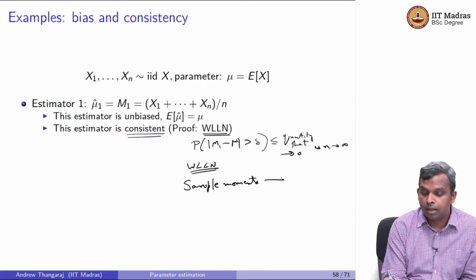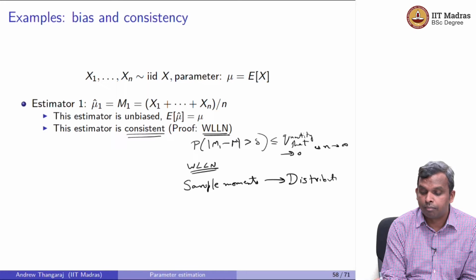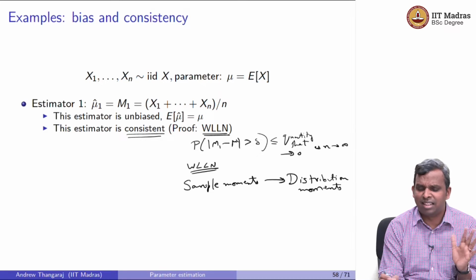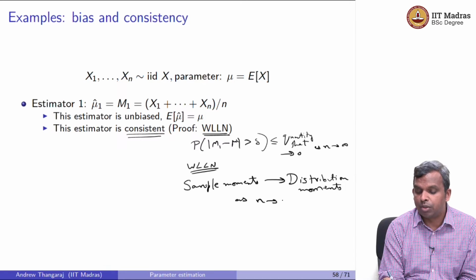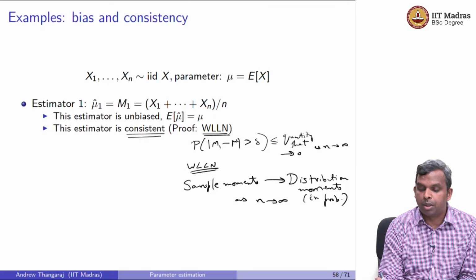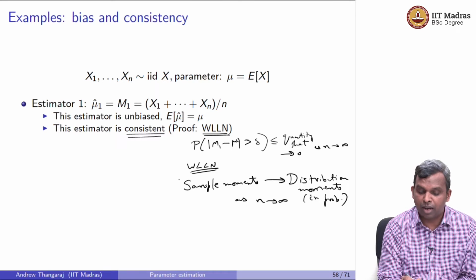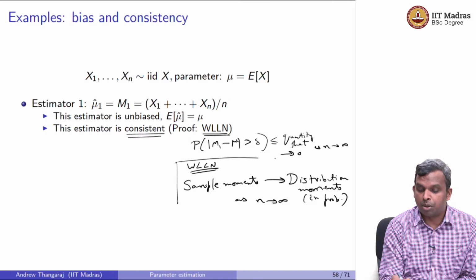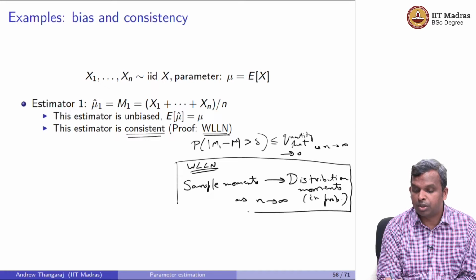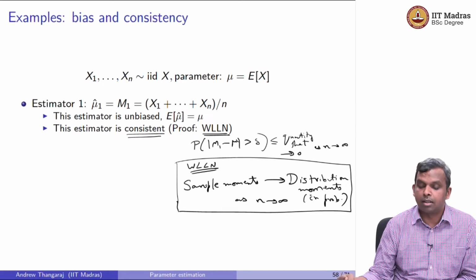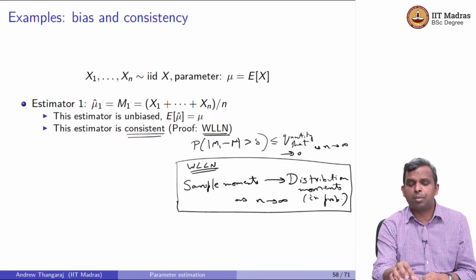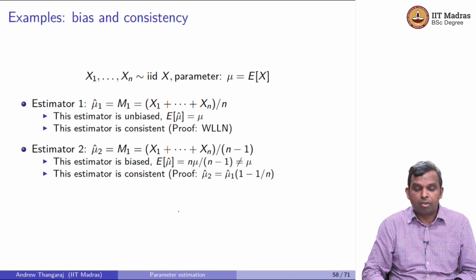Sample moments converge to distribution moments, assuming they are all finite and existing, as n tends to infinity. This convergence is in probability, in the sense that we looked at previously. So this fact is something very nice to remember: sample moments will converge to distribution moments as n tends to infinity in probability. This is something that one can use very well.